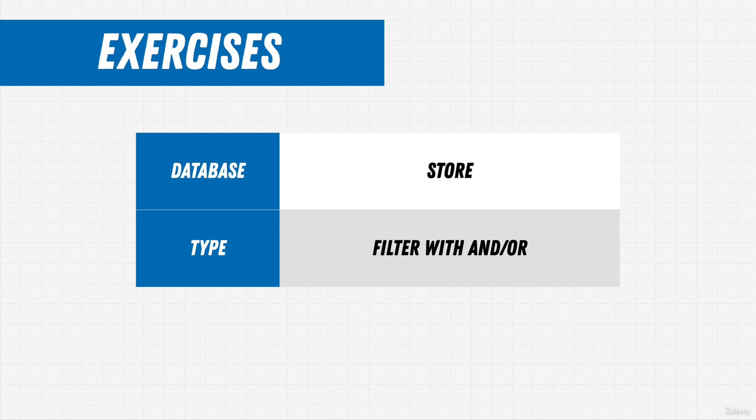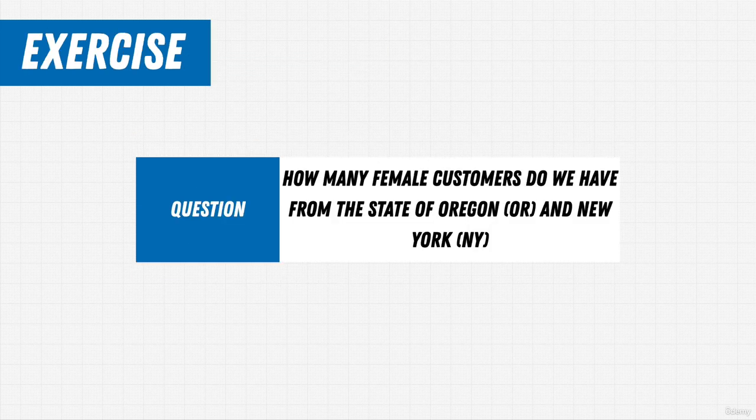All right. So I've curated an exercise that combines all of the things that we just learned here and that uses the filtering with AND and OR. And we're going to use the store database to work on it. So the question that we will be answering is, how many female customers do we have from the state of Oregon, which has the abbreviation OR, and New York, which has the abbreviation NY? So we're combining all of the things that we just learned.